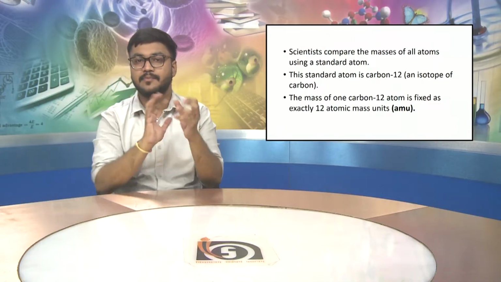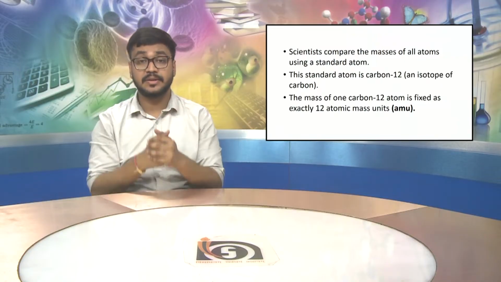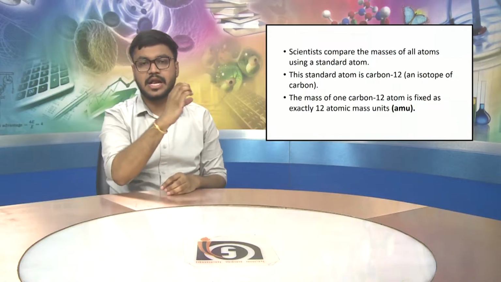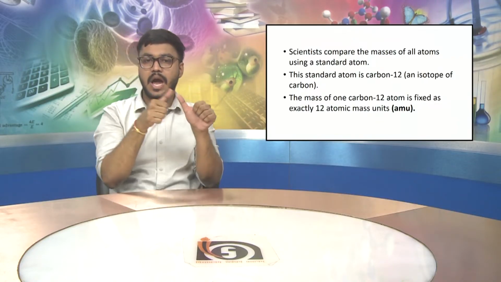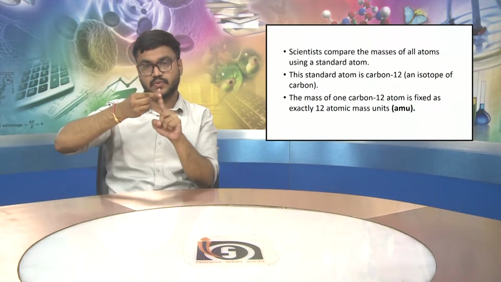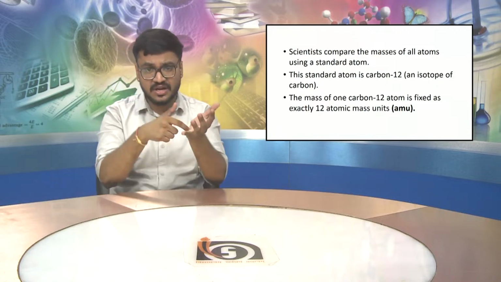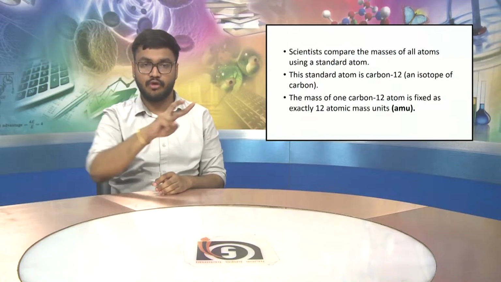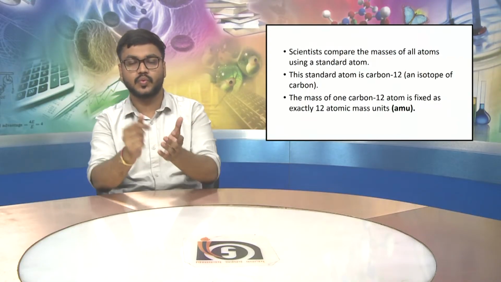Scientists compare the masses of all atoms using a standard atom. This standard atom is carbon-12, an isotope of carbon. The mass of one carbon atom is fixed as exactly 12 atomic mass units, which in short we can call AMU.